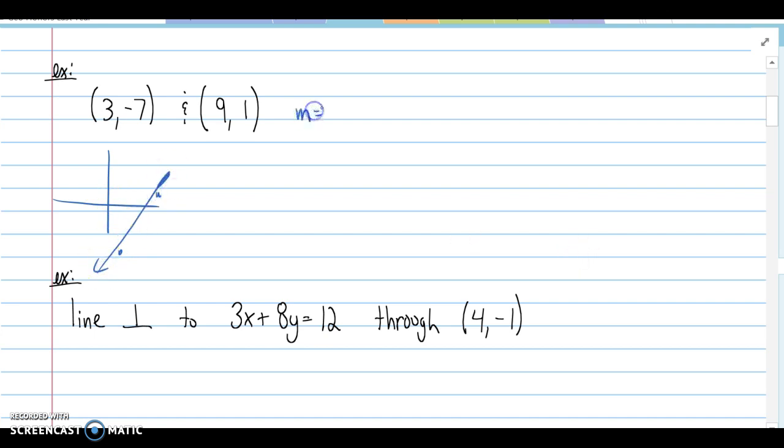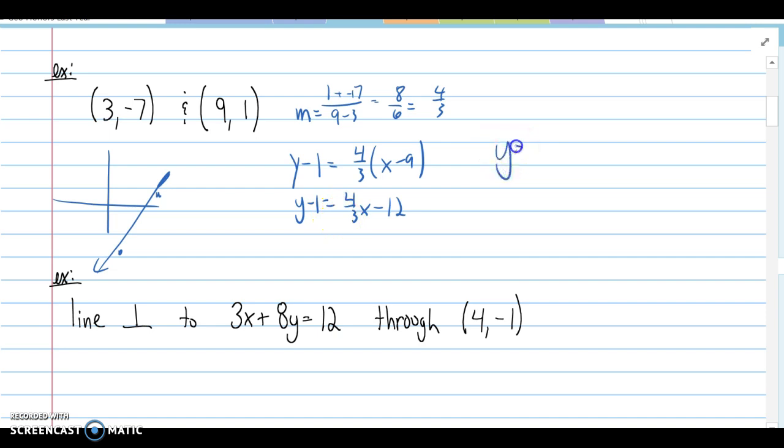First off, what is the slope? So 1 minus negative 7 over 9 minus 3 is going to give us 8 over 6, which simplifies down to 4/3. Now I'm going to use the point-slope form, although I could just as easily use the slope-intercept form, but I'm going to do y minus 1 equals this slope of 4/3 times x minus 9. Y minus 1, distribute the 4/3, so 4/3 x minus, let's see, that would be negative 36 over 3, so negative 12. Lastly, add 1 to both sides, so y equals 4/3 x minus 11.